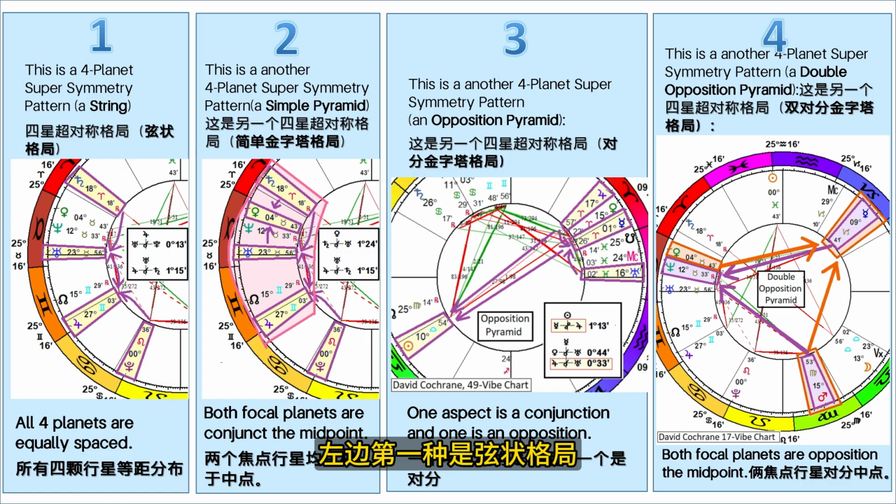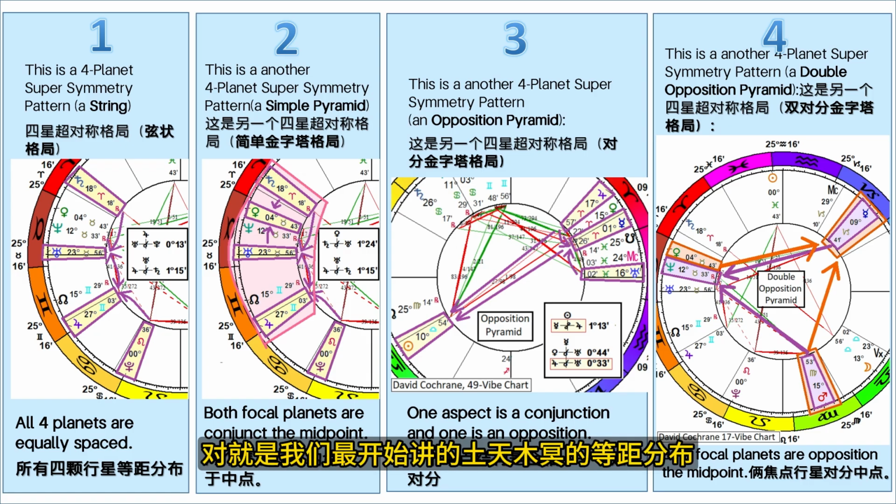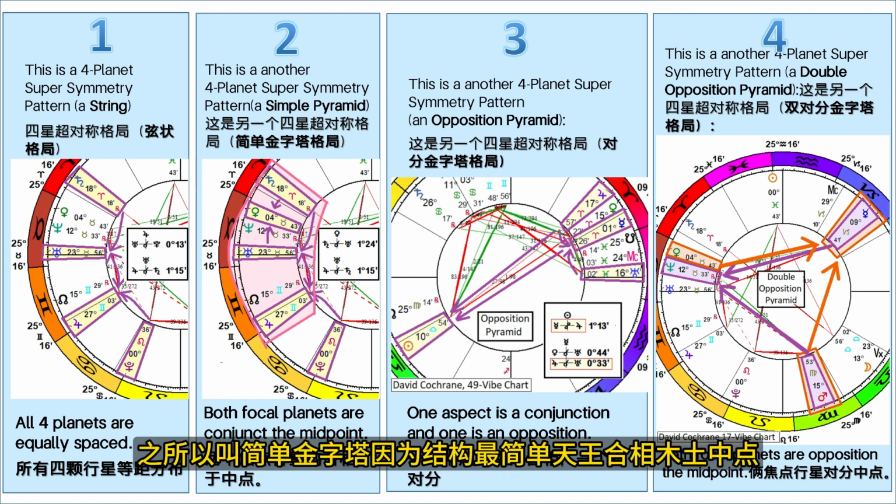Okay, the one on the left is the string, right? That's the one we started with. Saturn, Uranus, Jupiter, Pluto equally spread, making the two midpoint structures. And number 2 is a simple pyramid. To be more specific, we call this a simple pyramid because it's simple.